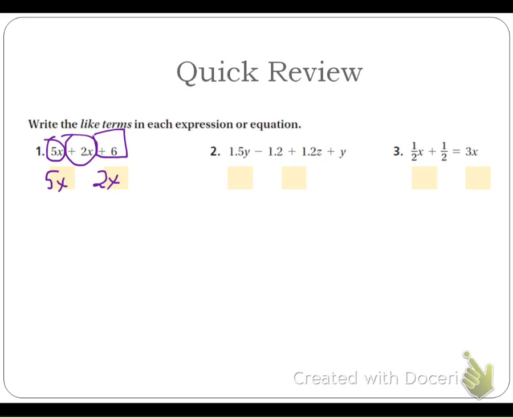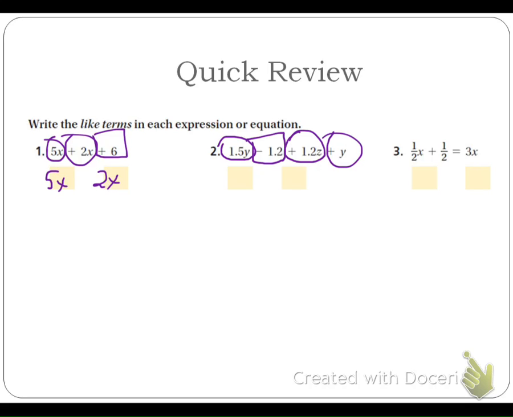Let's look at problem number 2. Is that an expression or equation in problem 2? Well, just like problem number 1, it's an expression because there's no equal sign. Let's go ahead and identify our variable terms and our constants so that we can figure out what our like terms are. 1.5y, just because your coefficient is a decimal doesn't change anything. It's still the coefficient of the y, so that is a variable term. Negative 1.2 is a constant. Positive 1.2z is a variable term. And positive y is a variable term.